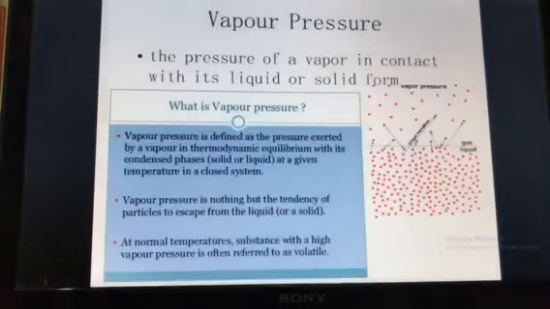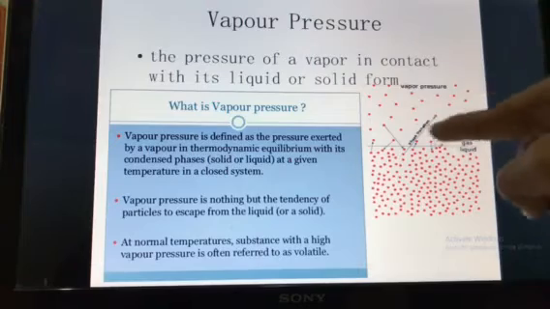Okay, now next is the vapor pressure. The vapor pressure is defined as the pressure exerted by a vapor. Vapor pressure is nothing but the tendency of particles to escape from a liquid or a solid. At normal temperature, a substance with a high vapor pressure is often referred to as volatile. This is the vapor pressure exerted by the liquid molecules.